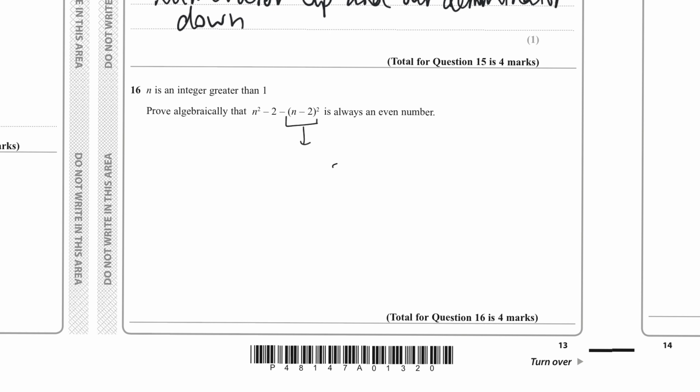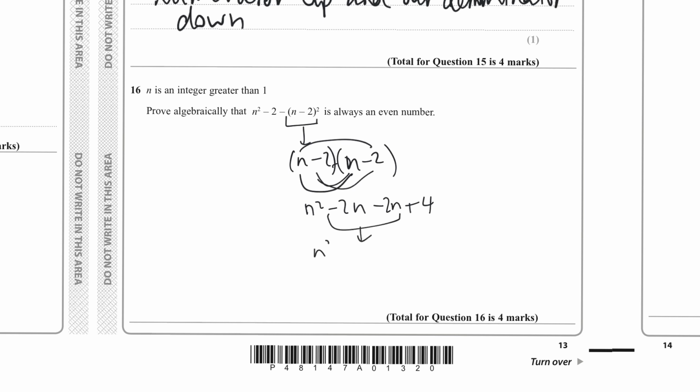So we've got n minus 2 squared, aka n minus 2 bracket n minus 2. So again, more expansion. So n times n, which is n squared, minus 2 times n, which is minus 2n, minus 2 times n, which is another minus 2n, and minus 2 times minus 2, which is plus 4. Simplify, so that's going to leave us with n squared minus 4n plus 4.